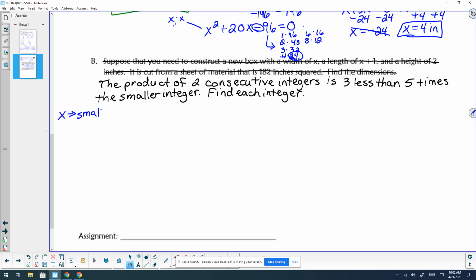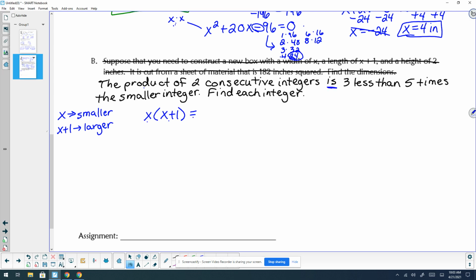That's my smaller integer. Well, if I have consecutive integers, that would be like the numbers 2 and 3, 3 and 4, 4 and 5. I would take x and add 1 to it to become the larger integer. Okay, so it says the product of two consecutive integers. So I'm going to take x times my x plus 1, which is my larger integer.